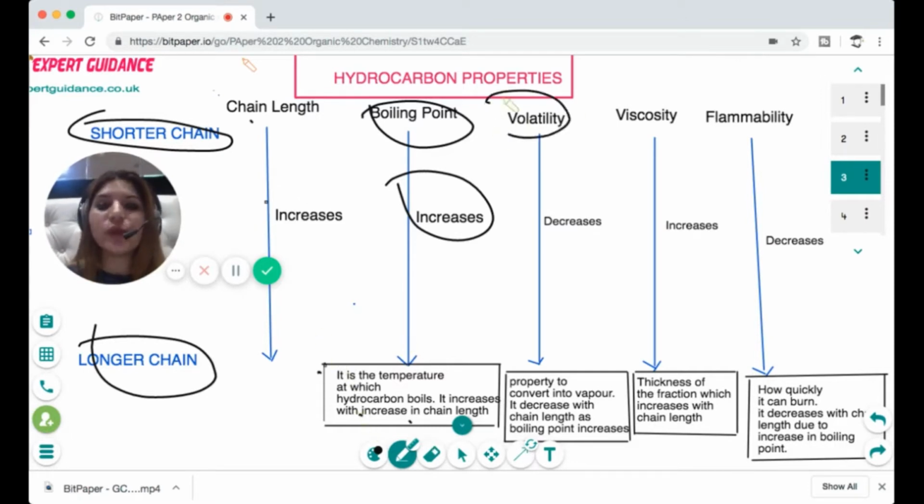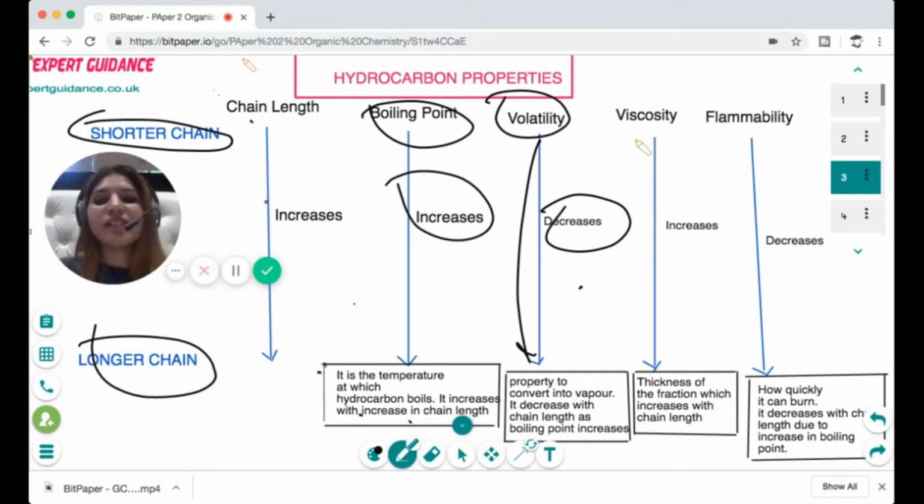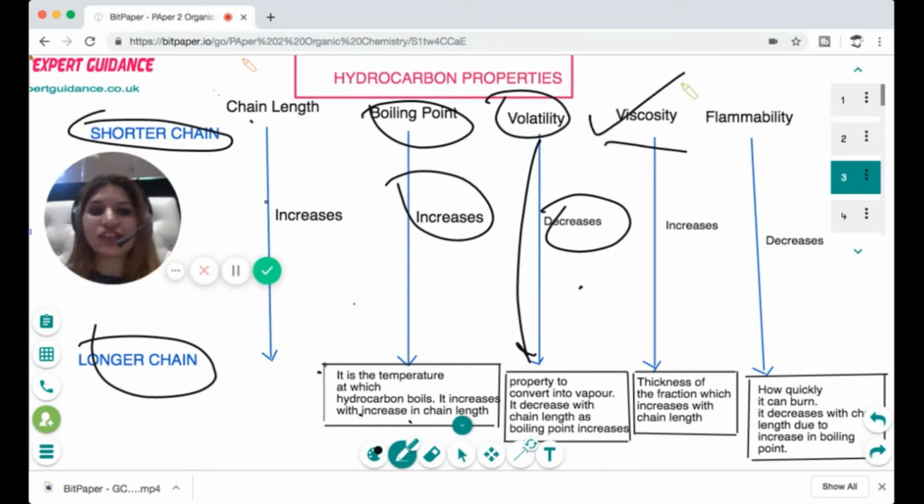Next is volatility. Volatility is a property that tells how quickly it can convert into a vapor. And naturally, lower the boiling point, more volatile the substance would be. So with increase in chain length, the volatility decreases. Next is viscosity. Viscosity is the thickness of the fraction, and naturally greater the chain, greater is the thickness, so the viscosity increases as the chain length increases.